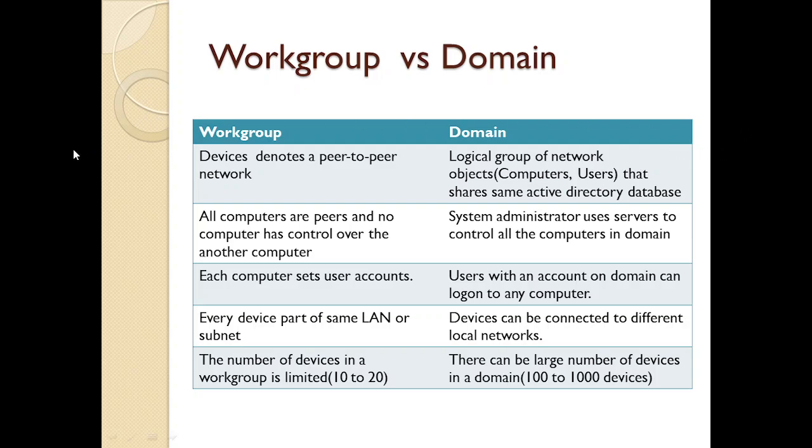Here first we will discuss what is the difference between domain and workgroup actually. In the workgroup, devices connect in a peer-to-peer network. In the domain model, these are the logical group of network objects. I mean, they share the same Active Directory database.